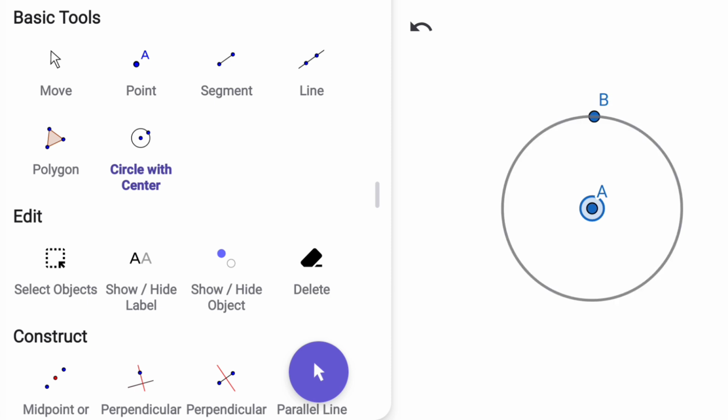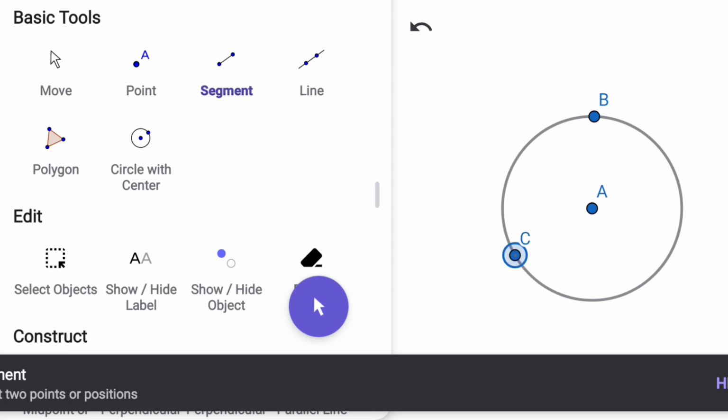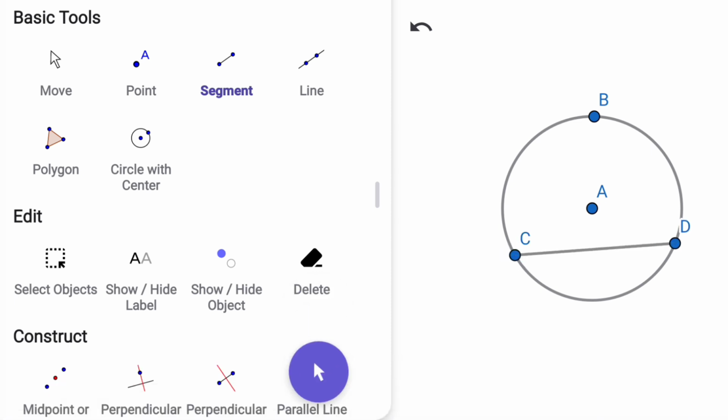Let's start with the chord. A chord is a straight line that connects 2 points on the edge of a circle. It doesn't have to go through the center, but it stays inside the circle. Think of it like this. If you stretch a string across a circle from one side to the other, that string is a chord.